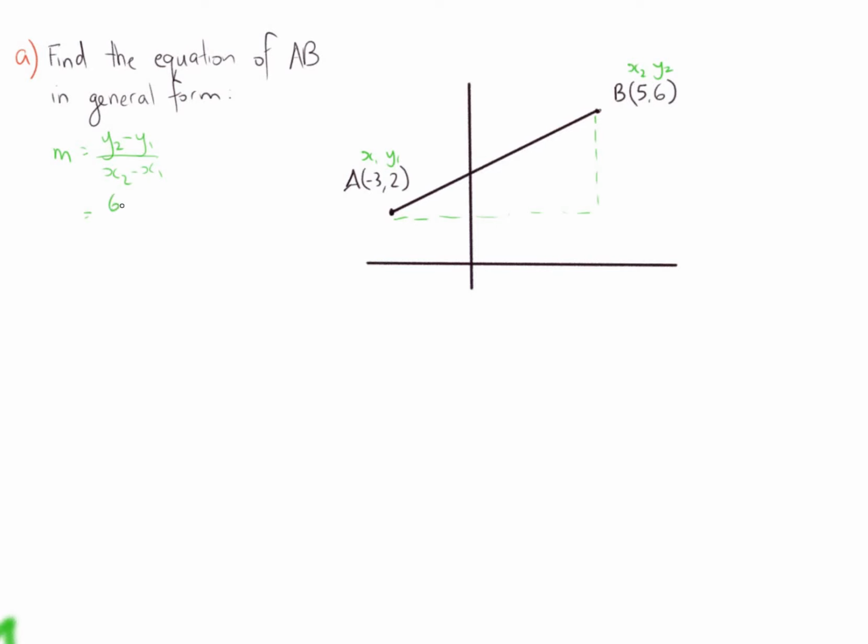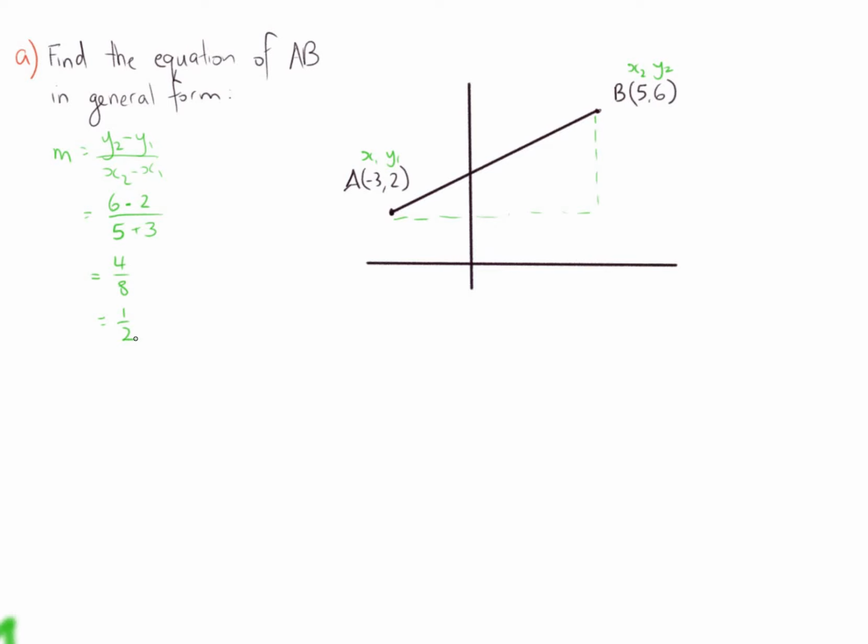6 minus 2 over 5, take away negative 3, so that becomes 5 plus 3. Six minus 2 is 4, and 5 plus 3 is 8. 4 over 8 simplifies to 1/2. So we now have our gradient, and we've got 2 points to choose from.